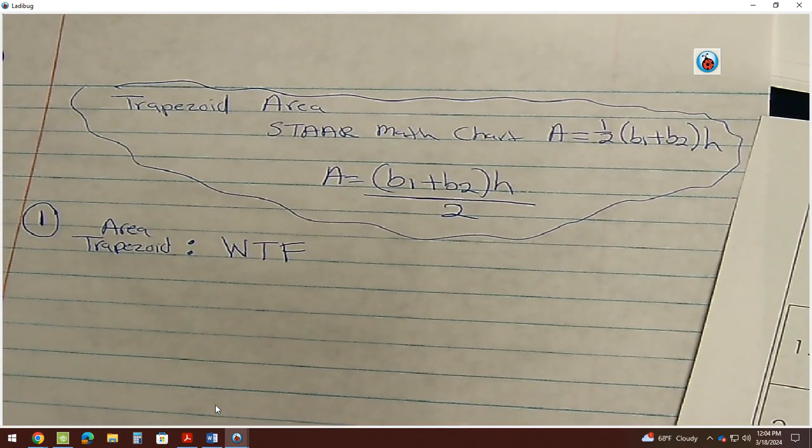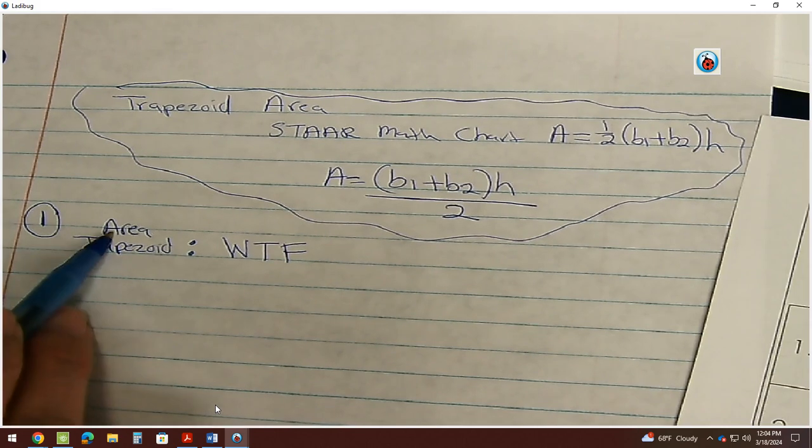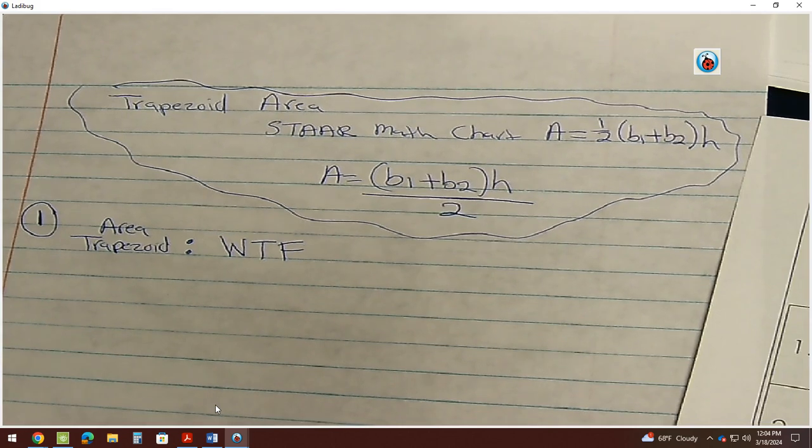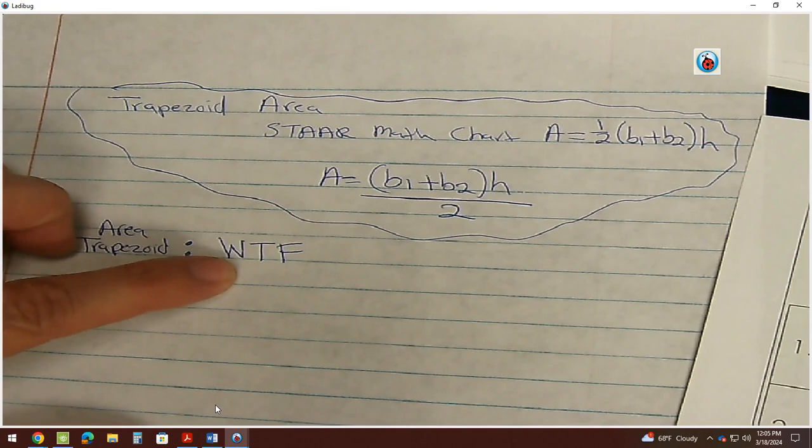And it does not mean what the... you know what? Not bulk. It means write the formula. So the area of the trapezoid, what's my strategy? WTF. When your mom sees that, don't tell her that we're learning the other WTF. It's write the formula. When do I write that?